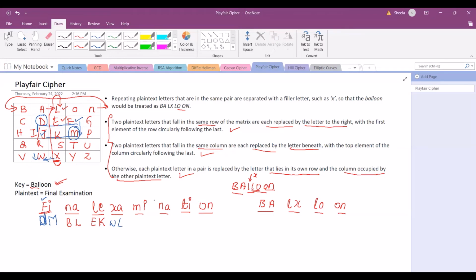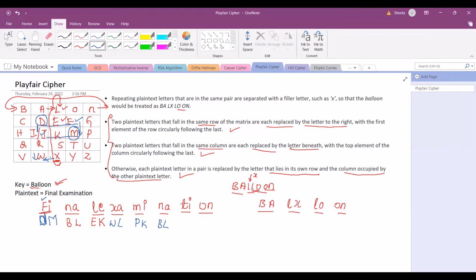Similarly, the next one we have is MI. MI falls in the same row. As a result, we have to take the letter to the right of the corresponding plaintext letter. So for M, the letter to its right is P, and for I, it is K. And for NA, we have already done it, so here also NA gives BL.